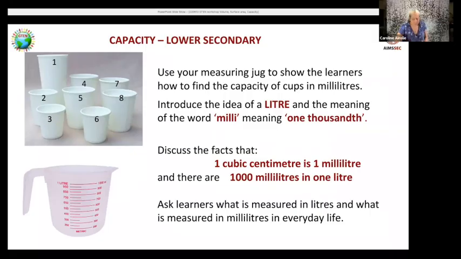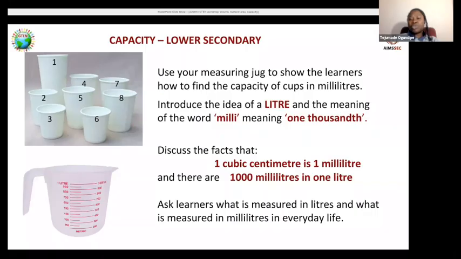Okay, thank you. So now, just like what Tony just mentioned about capacity, linking it with volume, looking at these images that we have, you can use a measuring jug to show the learners how to find the capacity of cups in milliliters. On the cup on the left side of the page, you can see it's calibrated, it has the measurements written there.